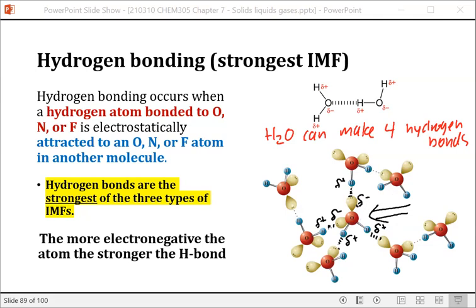It's like a popular quiz or test question. Draw the structure of water and predict how many hydrogen bonds it can make. It can make 2 from its 2 hydrogens being attracted to 2 other delta negatives. And it can also attract 2 hydrogens due to its 2 lone pairs of electrons, the delta negative part of the water molecule itself.